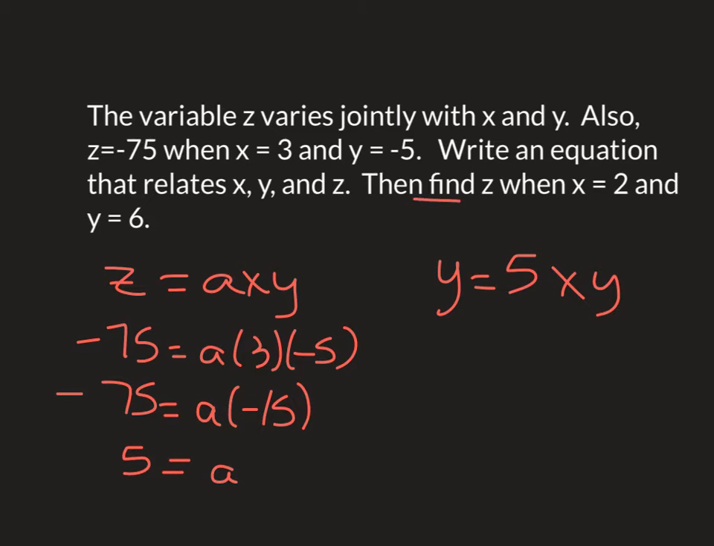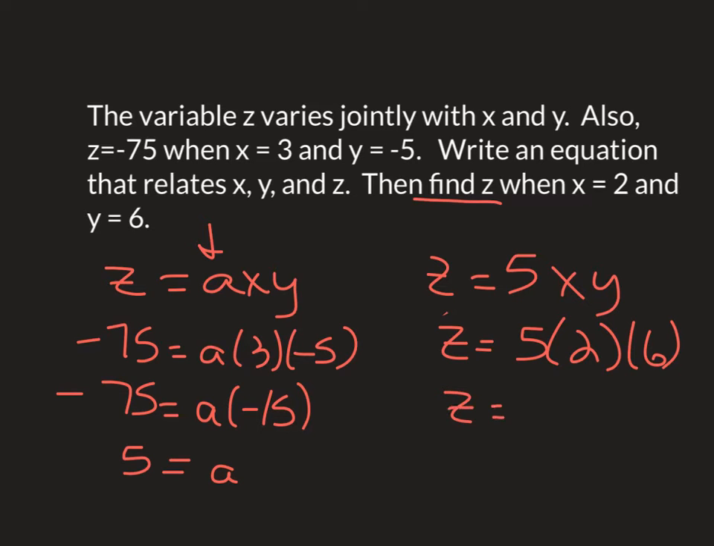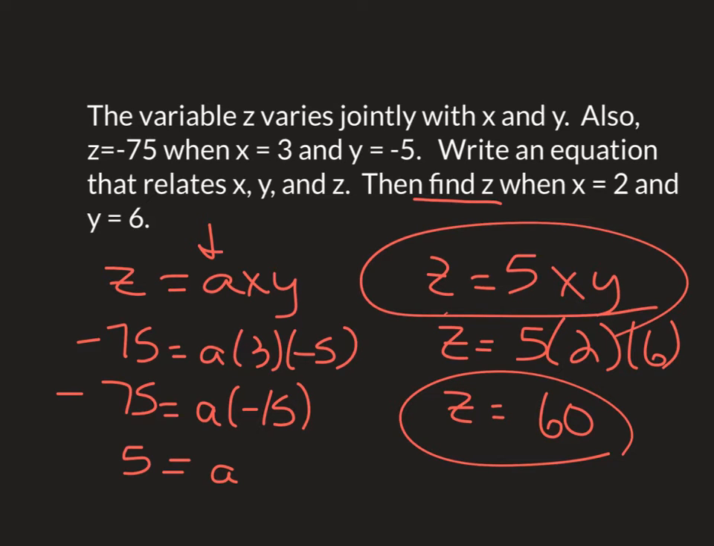Then it says, then find z when x is 2 and y is 6. So I wrote that equation wrong. Sorry about that. That should be z. My equation obviously has a z in it right there. It says find z when x is 2 and y is 6. So x is 2 and y is 6. All you do is multiply all that out. 5 times 2 is 10, times 6 is 60, and there's your answer. So the two things they asked you for was the equation, which is there, and the answer, which is 60. Not bad at all, I don't think.